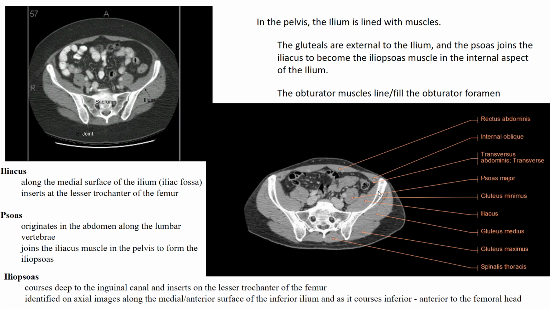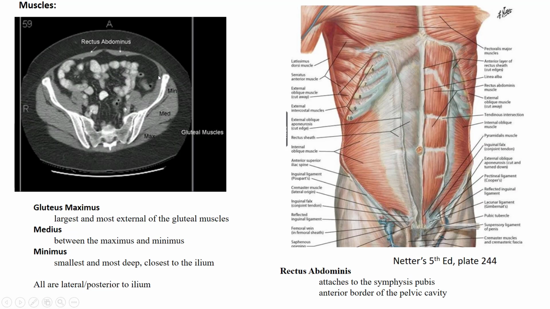Now looking at them in cross section, I've continued to put some of that same information here so that you can refer to it on this slide as well as the previous slide. You see the gluteals are external to the ilium. You've got a cross-sectional CT image here. Orient yourself by looking anterior here, and this is posterior, right and left. You've got the sacrum here in the back and the sacroiliac joint between the sacrum and the ilium. And this is the wing of the ilium, and posterior to that are the gluteal muscles.